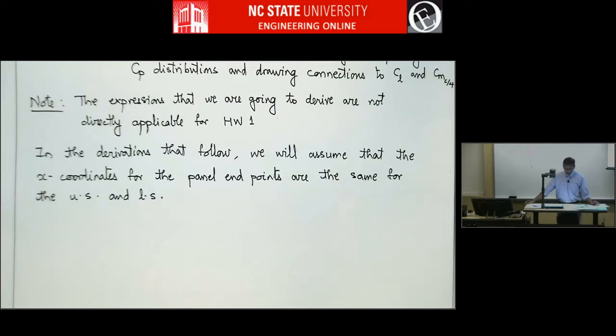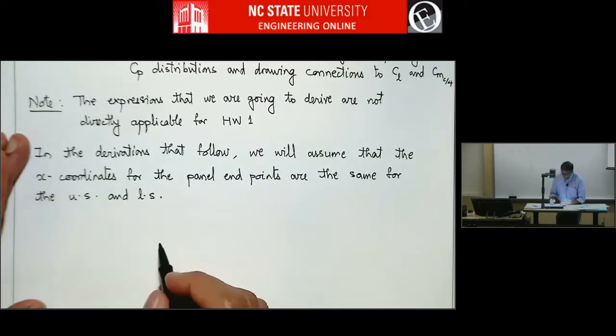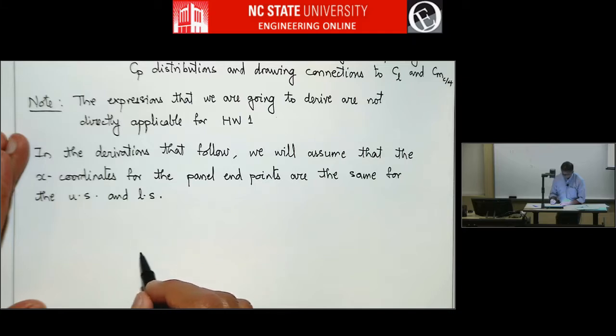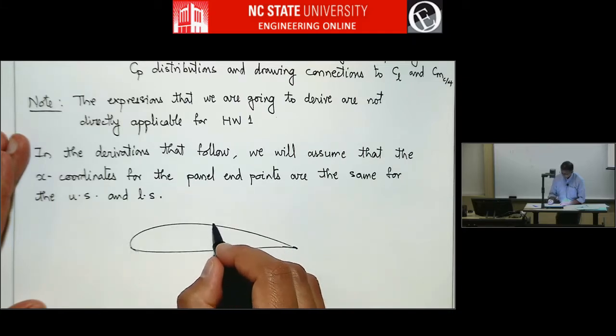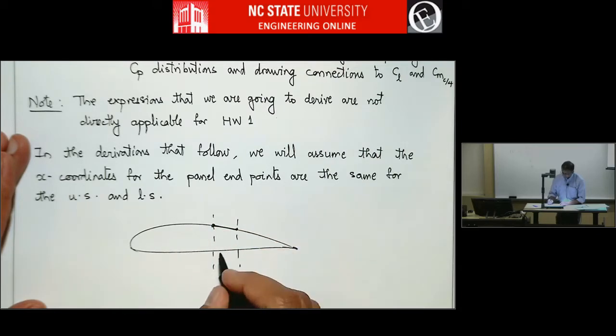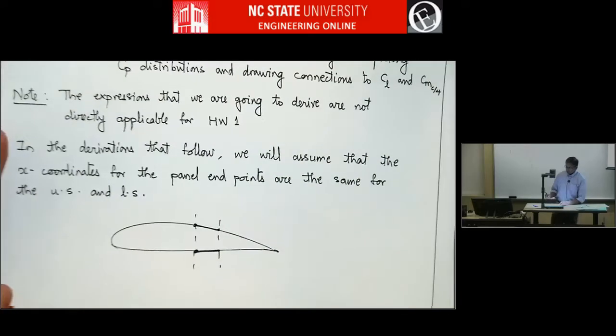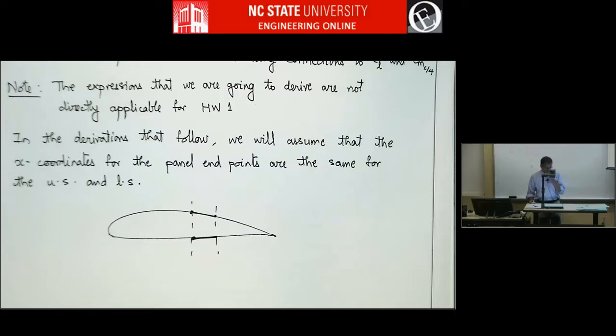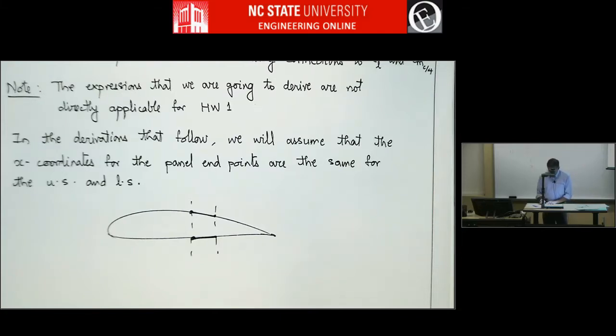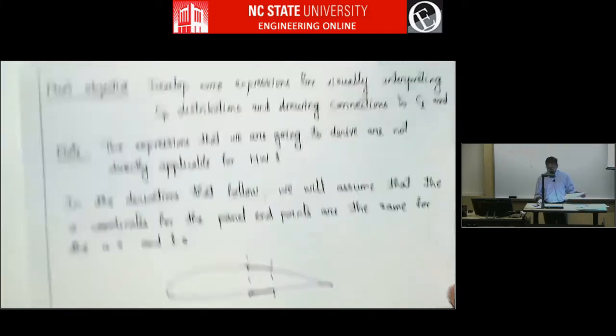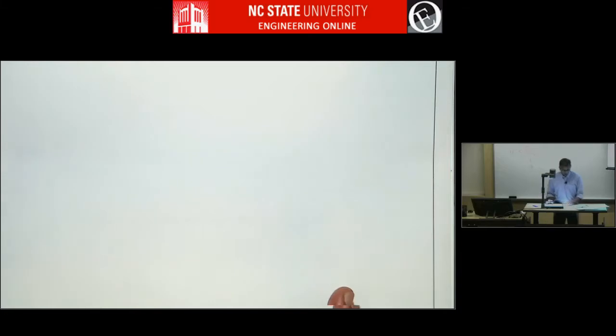And you'll see the reason why we are doing this shortly. So in other words, if you have an airfoil, we're going to say the panel on the upper surface, the endpoints will coincide, the x locations for the endpoints will coincide with those on the lower surface. And why we are doing that is because we want to integrate the pressures, just even visually.